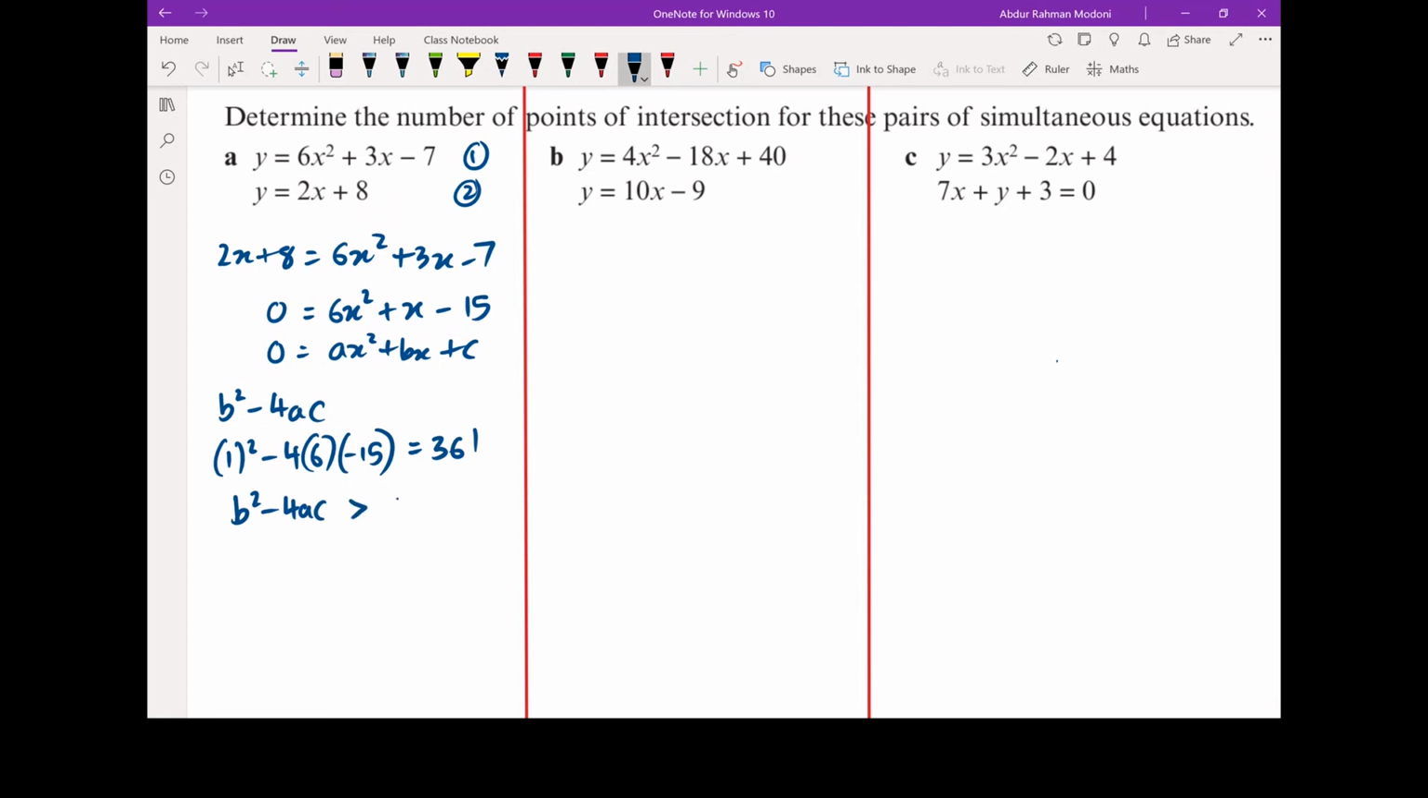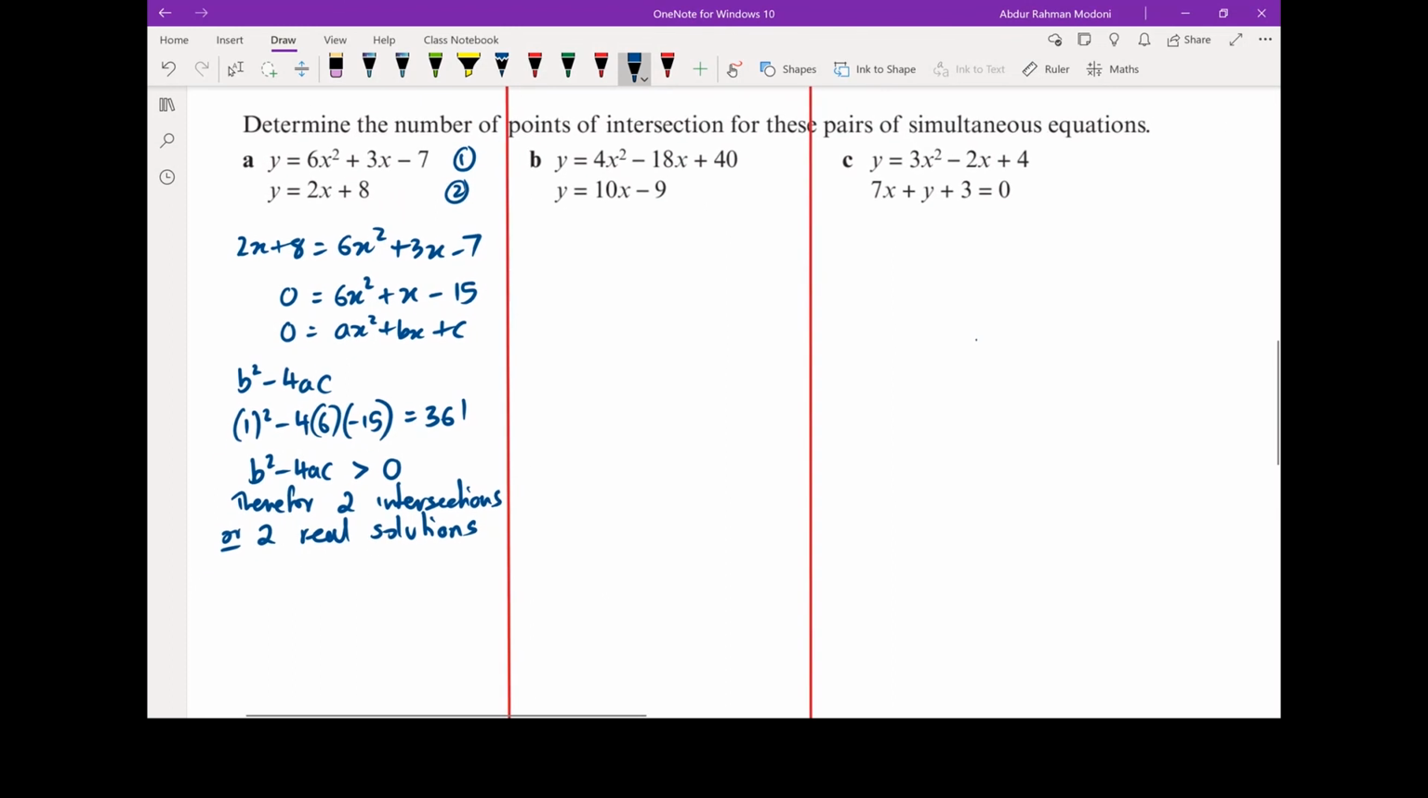Now, since the discriminant is greater than 0, it indicates that this quadratic curve, I'm just going to draw a generic quadratic curve here, and this line will intersect at 2 points. So b squared minus 4ac is greater than 0, therefore 2 intersections, 2 real solutions. And it would look like this, where there are 2 intersections.